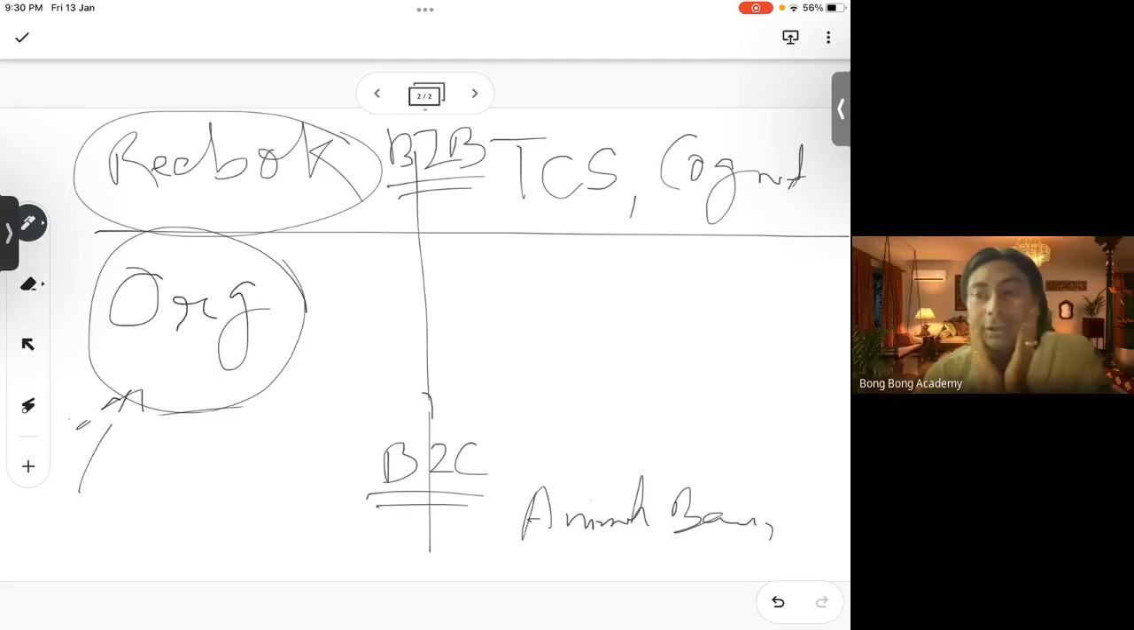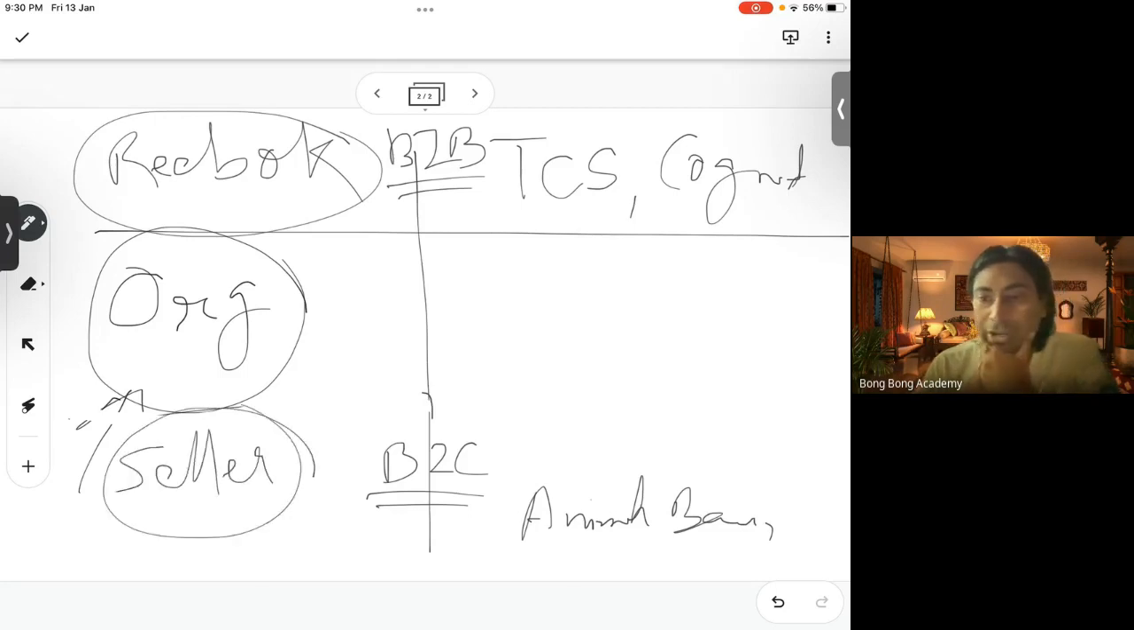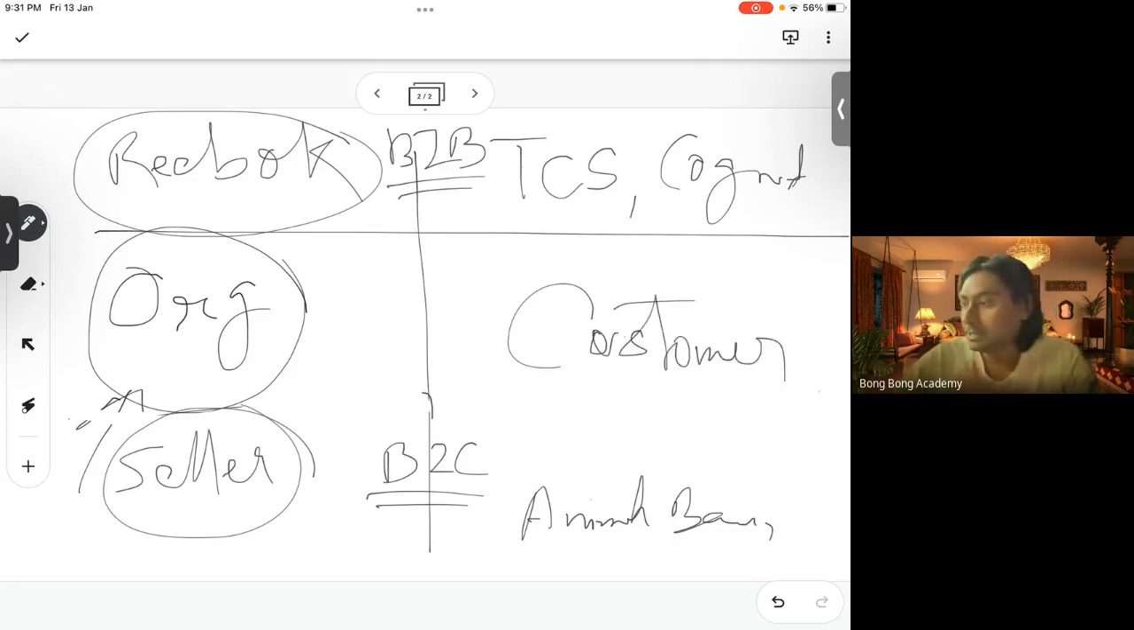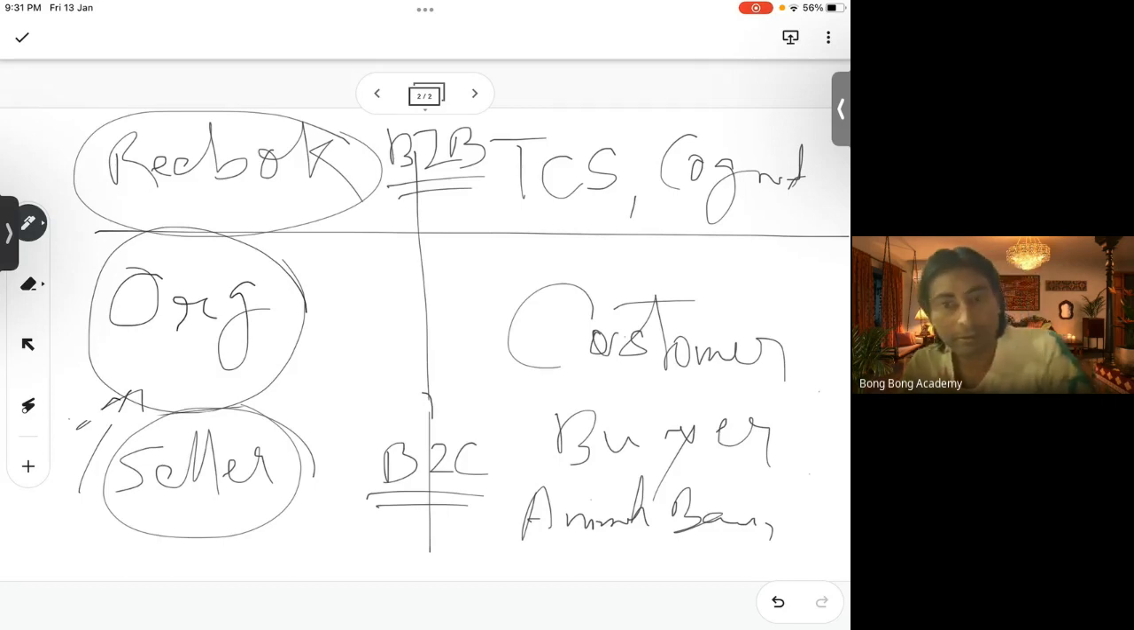Absolutely. So Reebok is the seller who needs a software to manage his customers, and of course, this is the customer side. That means he's the buyer. Correct? So buyer can be a B2B buyer, buyer can be a B2C buyer. Clear? So seller is the person who will purchase Salesforce.